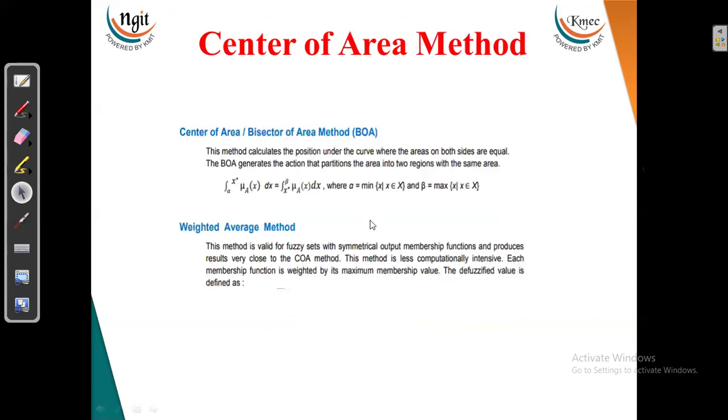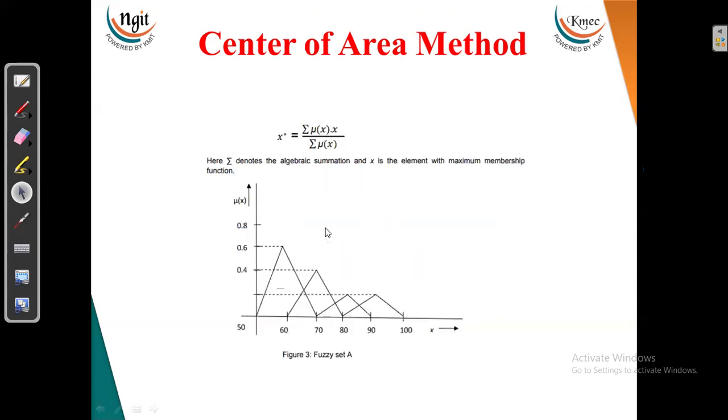Now, the third one is the center of area method. It is also called the bisector method. So it is very interesting. I'll show you with the diagram, then you can easily understand. Don't worry about this formula.